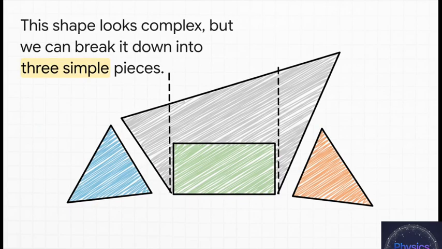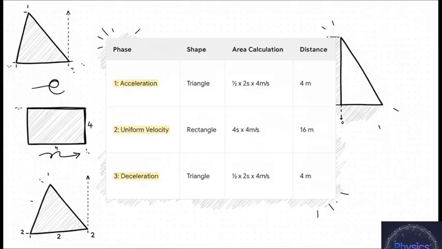Now, I know what you might be thinking. That whole shape looks a bit weird, kind of like a trapezoid. How do you calculate the area of that? Well, you don't have to. We can just break it down into the 3 simple parts of our journey. We've got a triangle on the left, a rectangle in the middle, and another triangle on the right. Easy. All right, let's crunch the numbers.